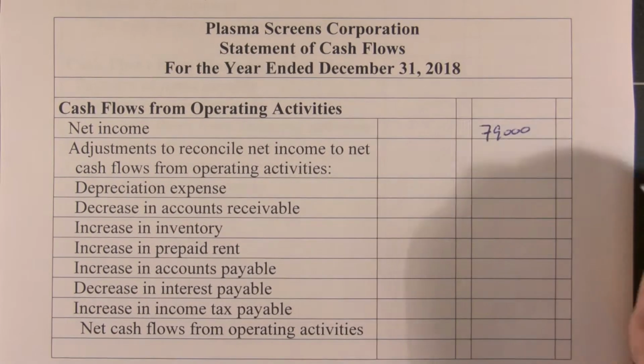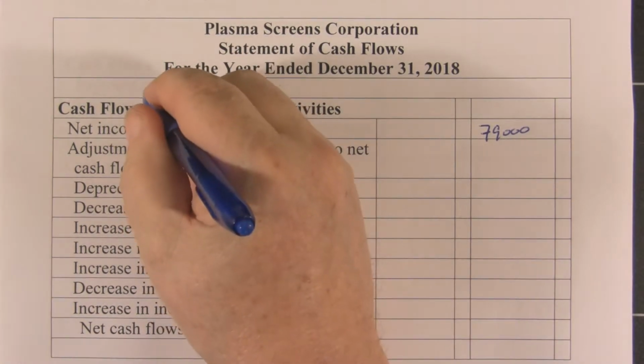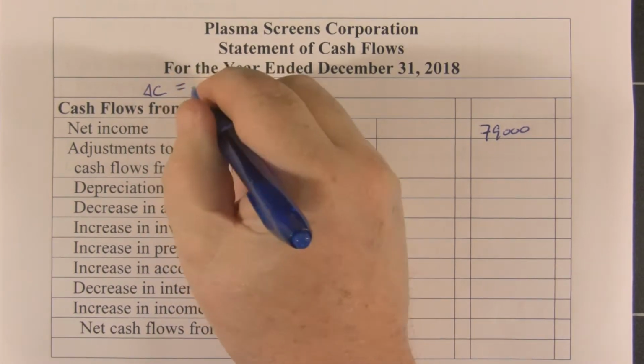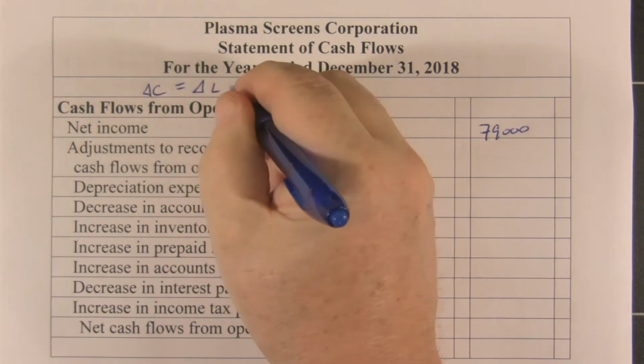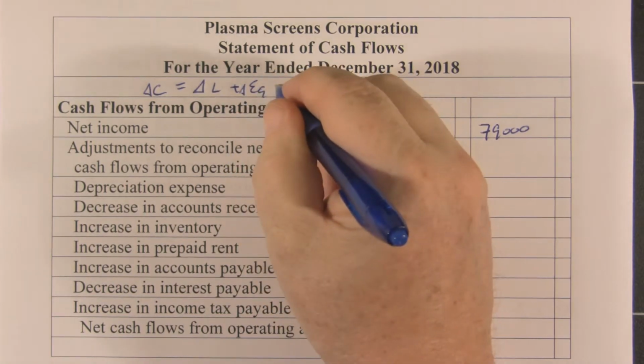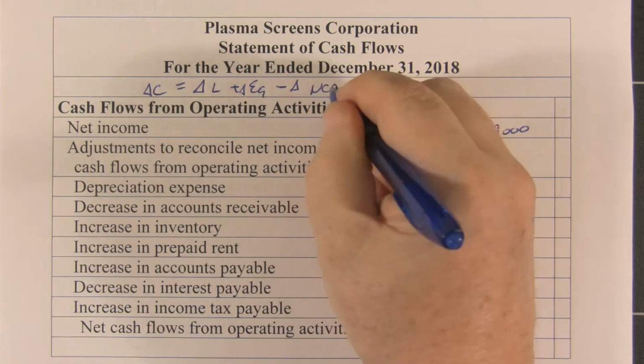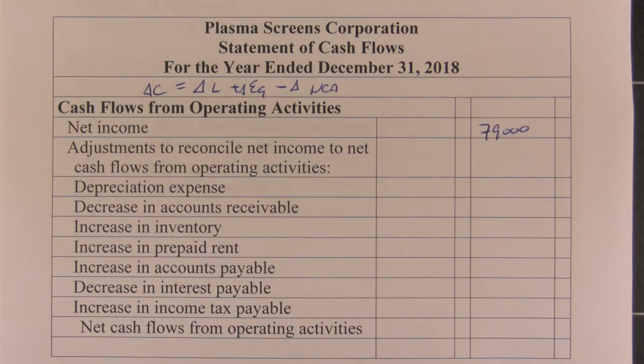Now we know that cash could be more or less than that. Remember, cash varies directly with the change in liabilities, the change in equity, and inversely, in the opposite direction, of the change in non-cash assets. So as we examine the balance sheet, we'll go through and apply that. But for now, we're still on the income statement.